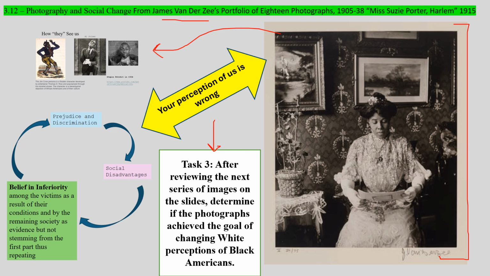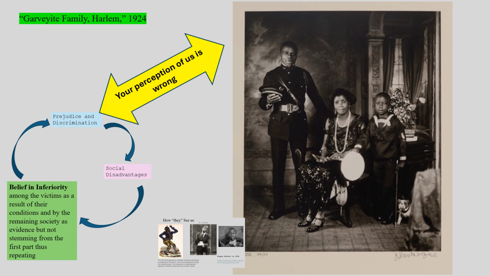And then you also want to think about how these negative and positive portrayals are going to impact the vicious cycle. Here we have another image of a Black family. They use the term Garveyite. Garveyite is a reference to Marcus Garvey, who was advocating in the early 1900s for a return back to Africa. So here we have a positive portrayal. And what does this positive portrayal do to challenge such negative images?